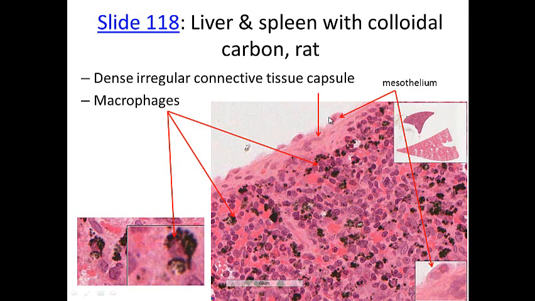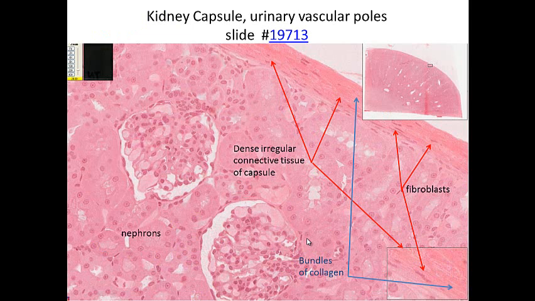Mesothelium, you see right through there, little epithelial cells on the surface. And we see macrophages in there that we will talk about later on. But you can see here, fibroblasts run through the septum that helps support the spleen.